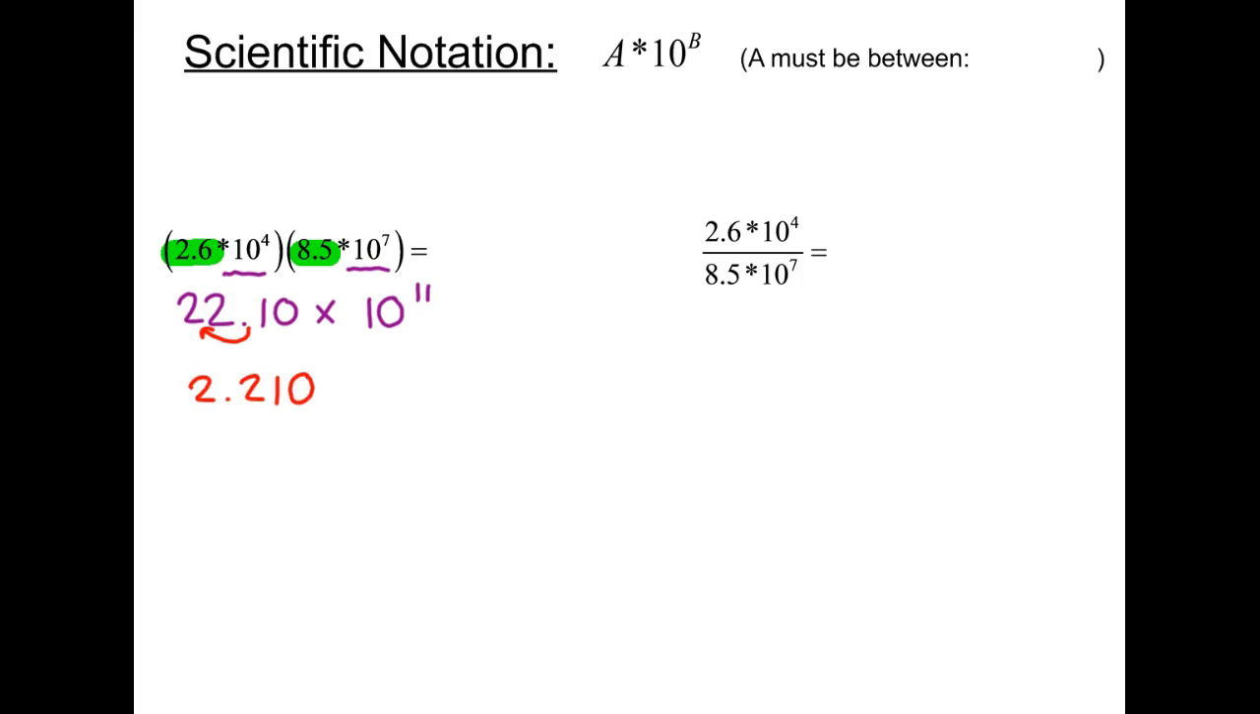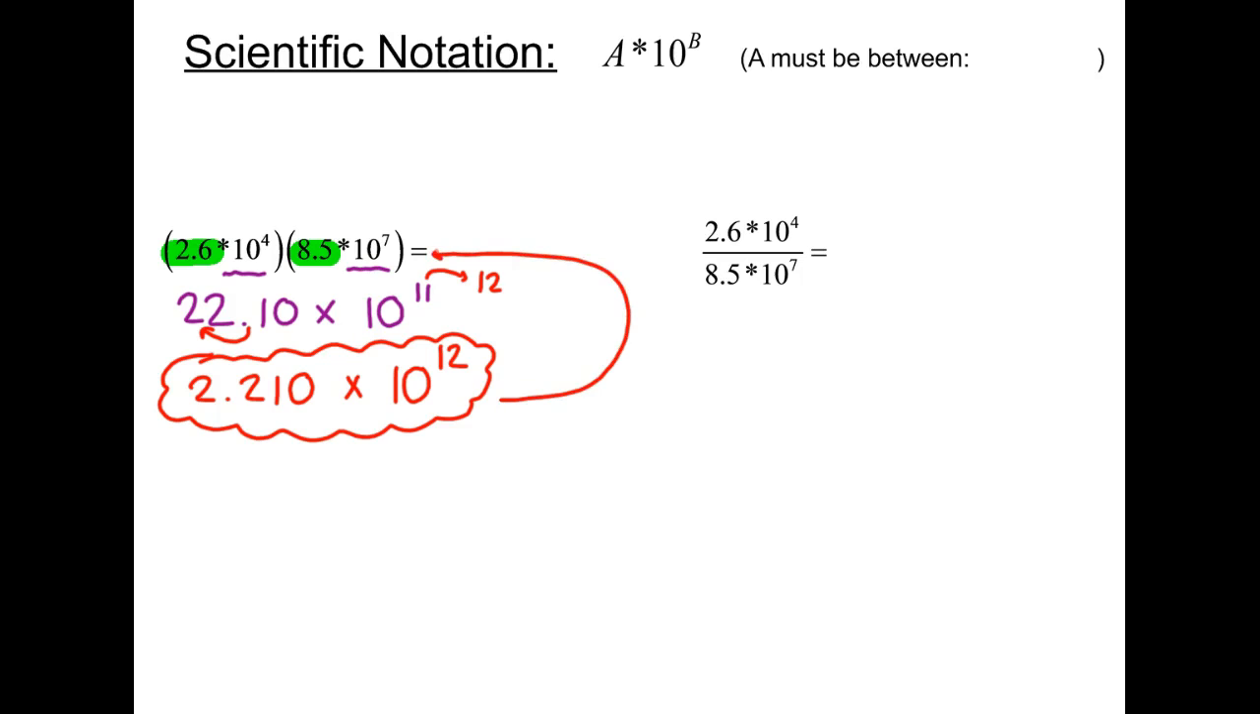2.210 times. Now if I move that one to the left, that number got smaller. So if I move that one to the left, I need to move this number one to the right. One to the right is going to turn that into a 12. Otherwise, I would be changing the value of the number, and I don't want to do that. 2.210 times 10 to the 12th is the product of 2.6 times 10 to the 4th times 8.5 times 10 to the 7th. There you have it. You can also divide like this as well.